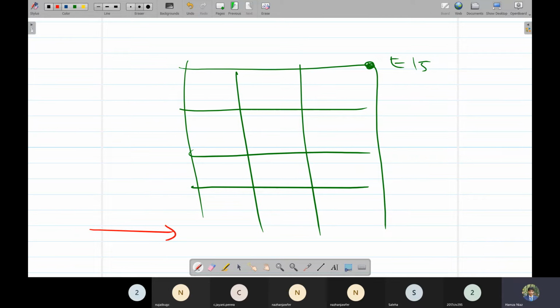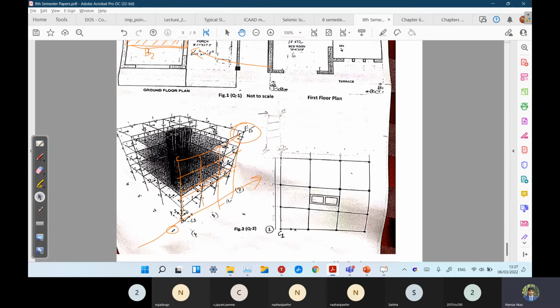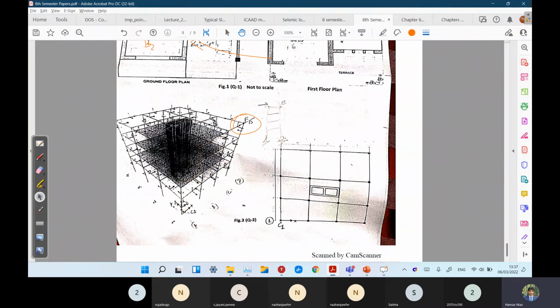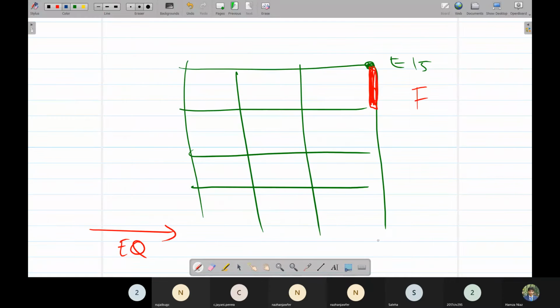So if earthquake load is acting, they are saying that earthquake load is acting. So what would be the critical forces here? Suppose this is a column. This joint is a column. So the critical force would be like F. We can actually use these axes also. If we are using the local axis, we have to actually use global axis here.